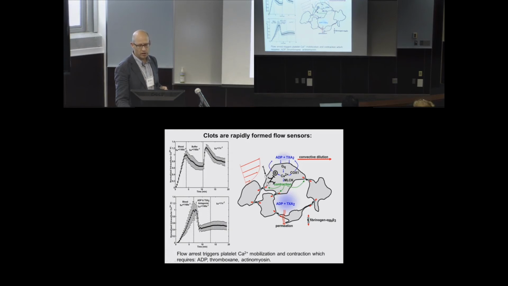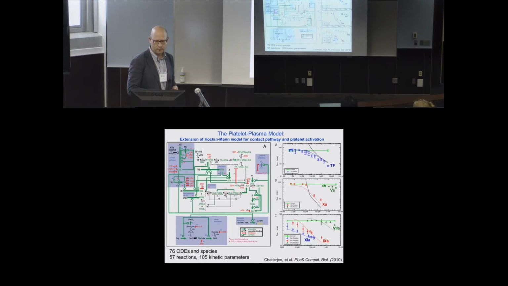We've also detected a calcium mobilization. You'll also prevent that calcium mobilization as well as the contraction. So a blood clot is a flow sensor. There may be some mechanobiology in there, but primarily it's all about quorum sensing. It's all about this coupling between transport and platelet retraction.